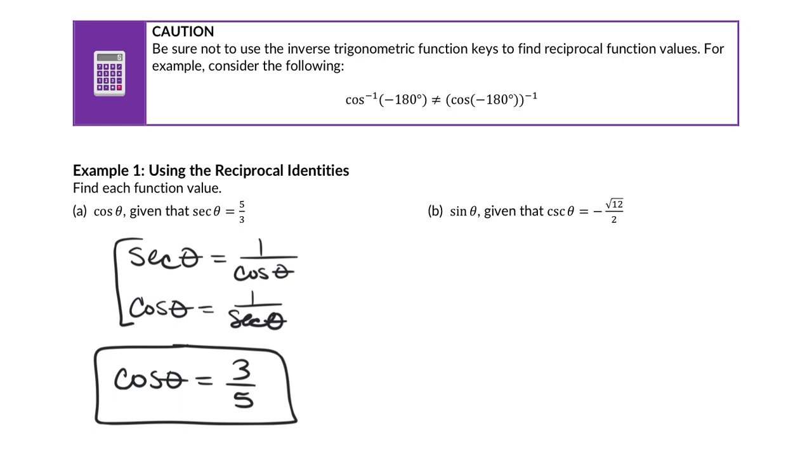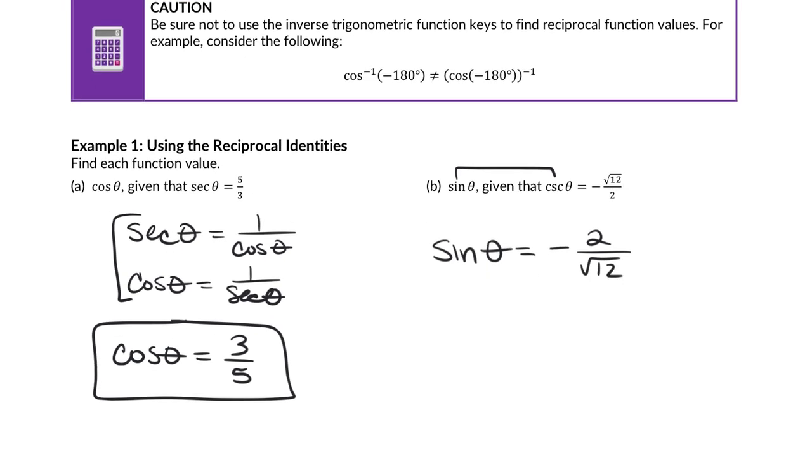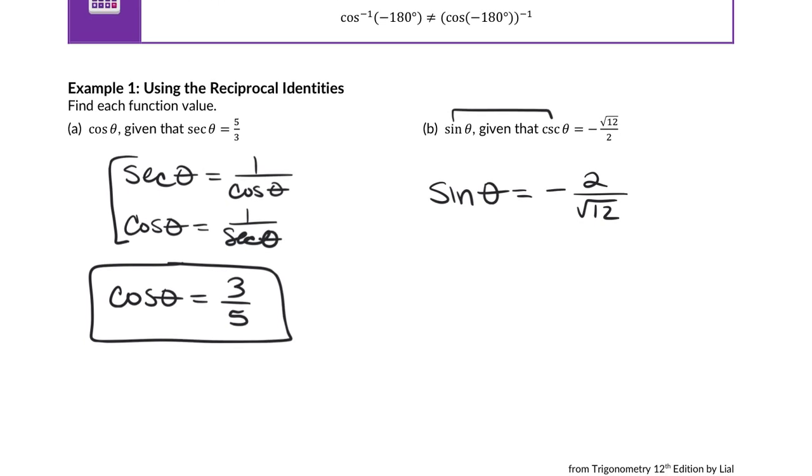Okay, same thing, sine given cosecant. Since sine and cosecant are reciprocals of each other, all we have to do is flip that number over. But this one gets a little complicated because it's not simplified. If we flip this over, that becomes -2 over square root 12. A couple things need to happen here. First of all, are you allowed to put square root 12 in the denominator? No, so we're going to have to rationalize the denominator. But also, square root 12 is not even in simplified form.